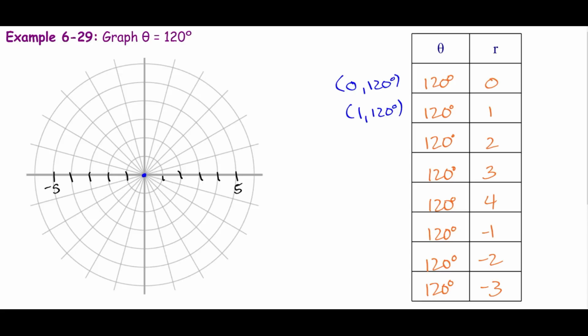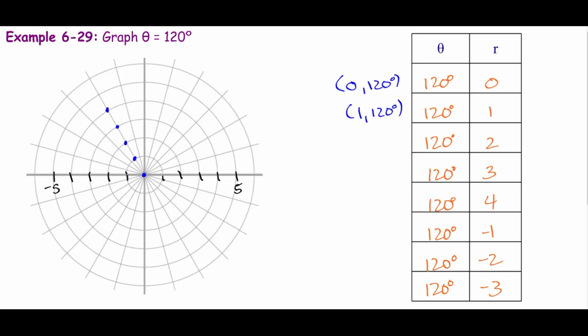So here is going to be (0, 120). Then I'm going to come out to 1, and I'm going to rotate 120 degrees. So remember, this is 90, and then these are each 15 degrees. So then this would be 105, and then this would be 120 right here. Then I'm going to come out to 2, and rotate 120 degrees. And I'm going to come out to 3, and rotate 120 degrees. And we're going to come out to 4 and rotate 120 degrees.